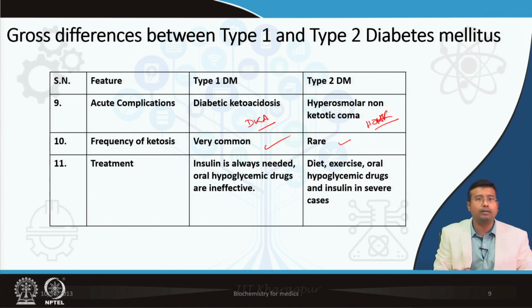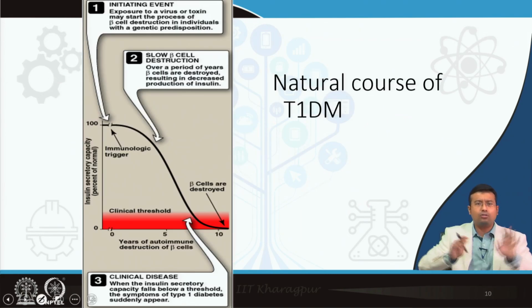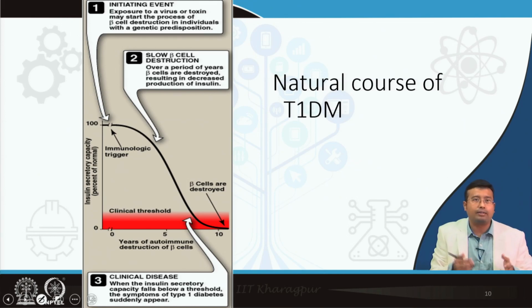And regarding the treatment, insulin is always needed, oral hypoglycemic drugs are ineffective. In this case lifestyle modification, that is diet, exercise and oral hypoglycemic drugs are quite effective, and insulin may also be required in severe cases, right. So, this is the natural course of type 1 diabetes. Let us see what happens.